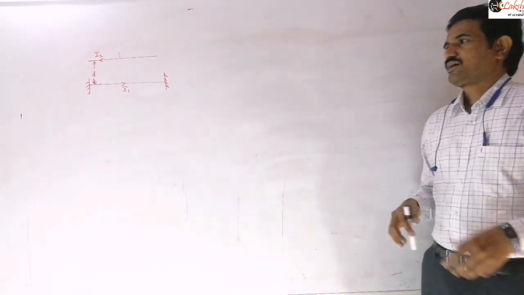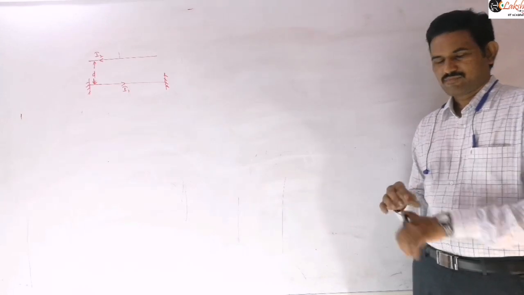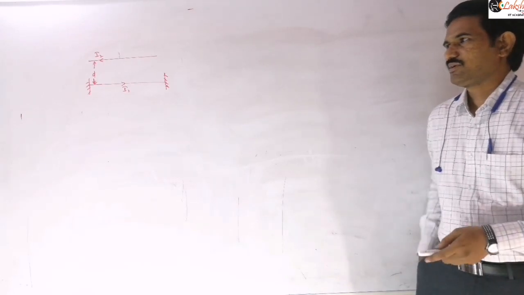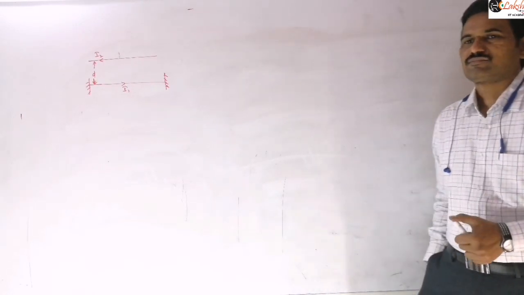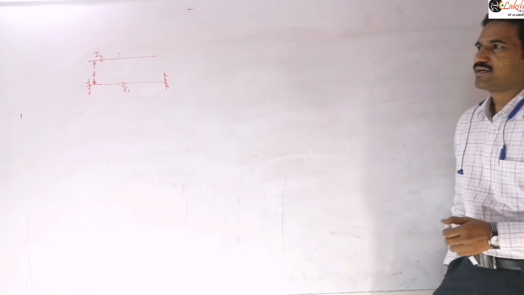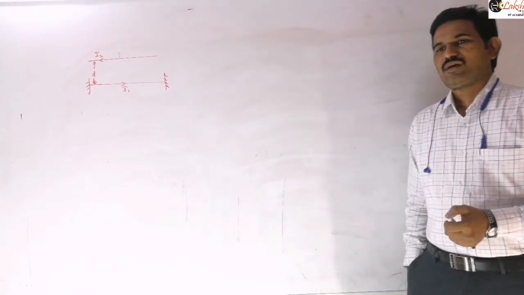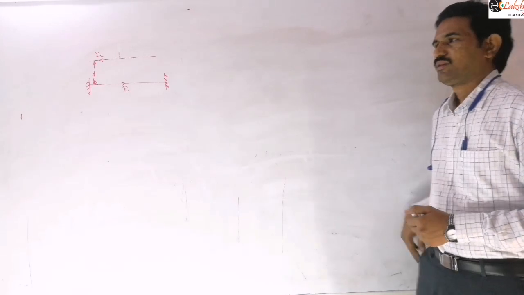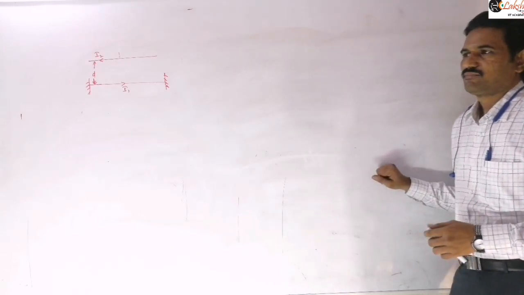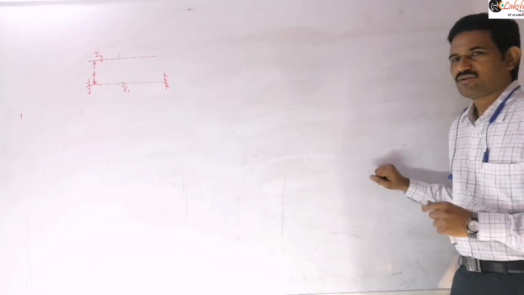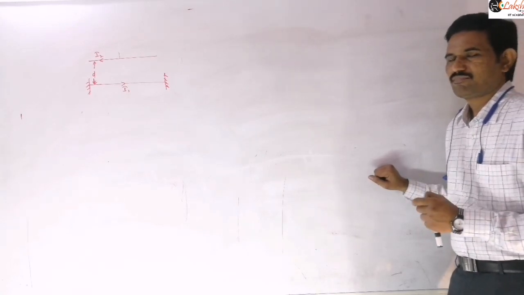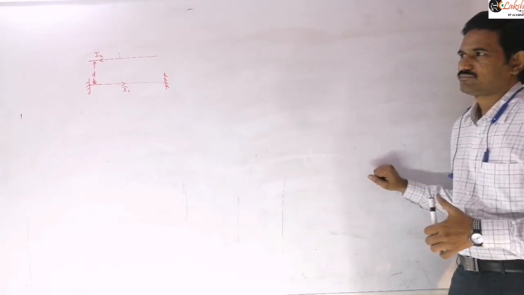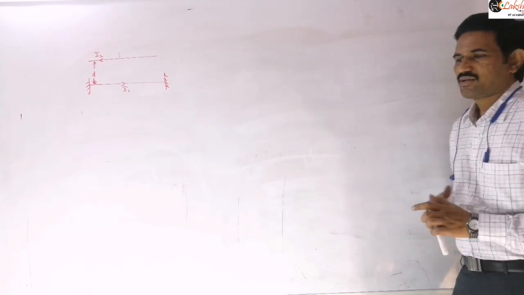A long current carrying conductor is fixed horizontally between two rigid supports as shown. Another current carrying conductor is placed above it, parallelly, at a distance d. This wire remains in equilibrium.